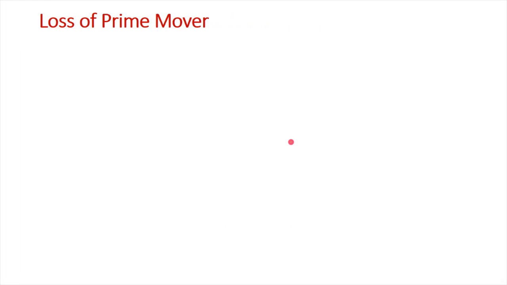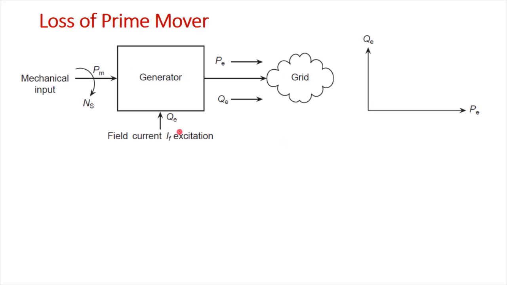So now we can see the loss of prime mover. When the loss of prime mover happens, what happens in fact? We have already seen that whatever mechanical input we give is converted to the real power output of the generator, and the losses in the generator and the excitation are converted in terms of the reactive power, and the mechanical power input is converted to the real power.